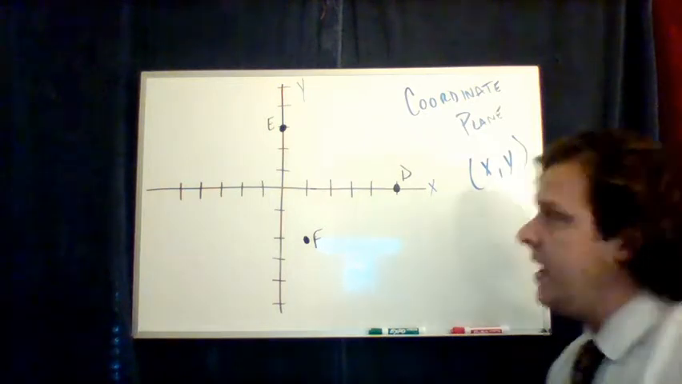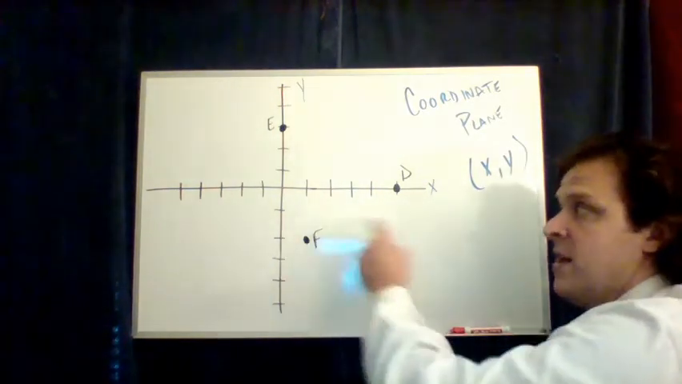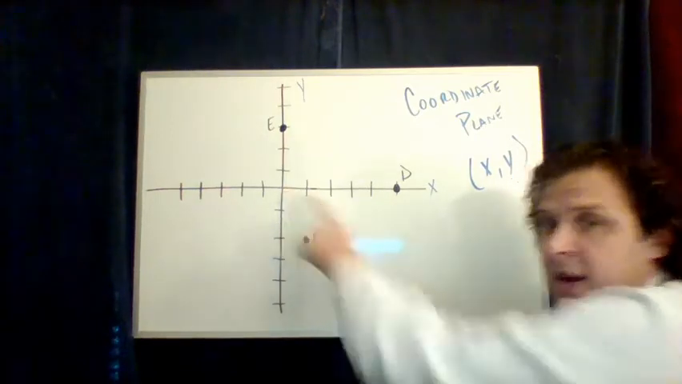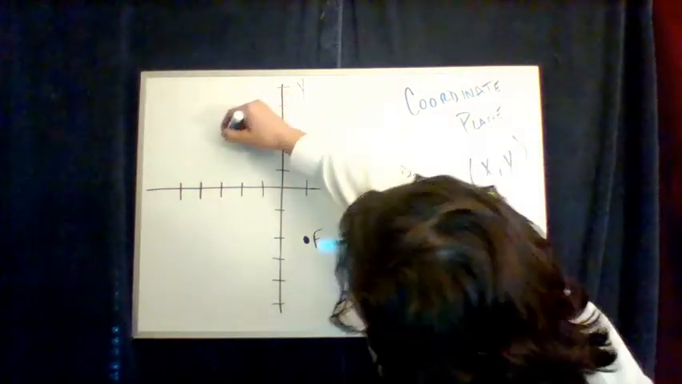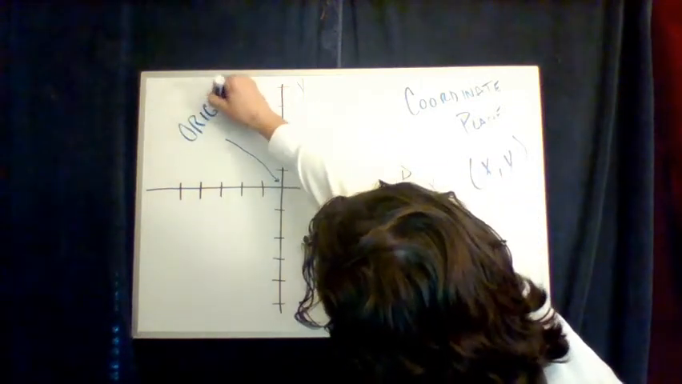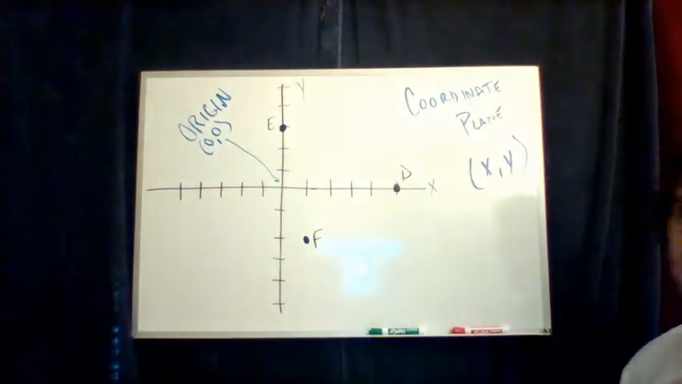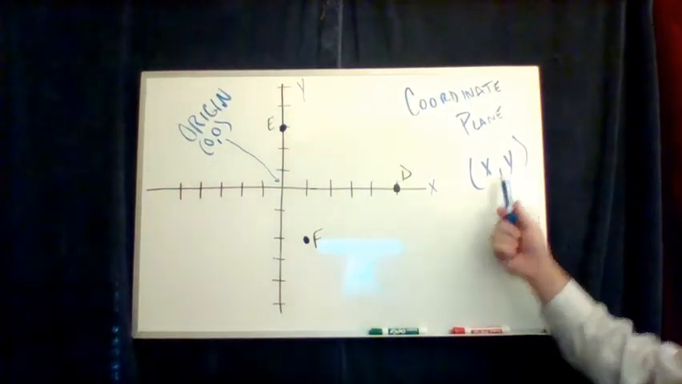So we need to count the x-axes first, okay? And even though they're not numbered, this cross right here is known as the origin, right? That's the origin, which is 0, 0. Everything is neutral there. Okay, so let's count the x-axes first.